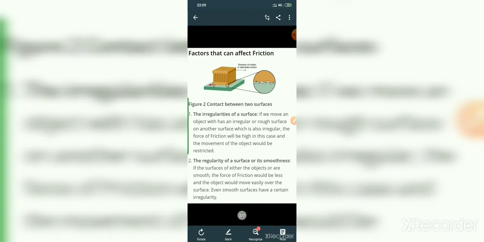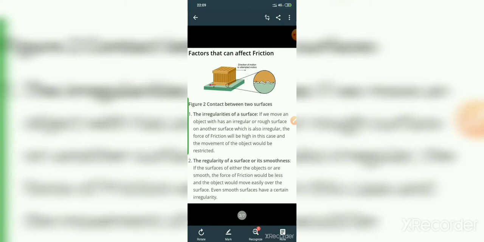Now, what are the factors that can affect friction? The first factor is the irregularities of a surface. If we move an object which has an irregular or rough surface on another surface which is also irregular, the force of friction will be high in this case, and the movement of the object would be restricted. Restricted means it will not move faster.